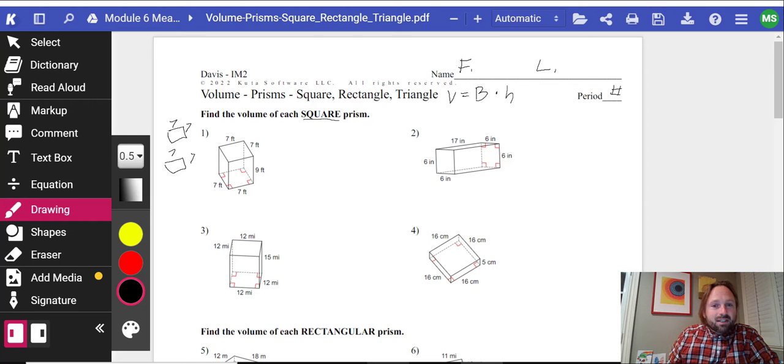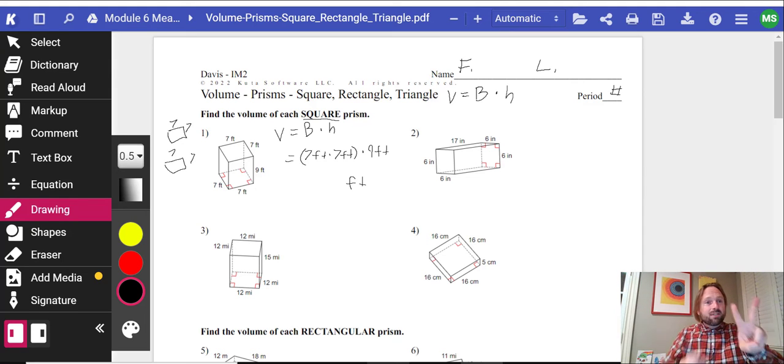So the volume of this is going to equal the area of the base times its height. The area of this base is going to be 7 feet times 7 feet. And the height is 9 feet. So right off the bat, I know it's cubic feet because feet times feet times feet is feet to the power of 3.